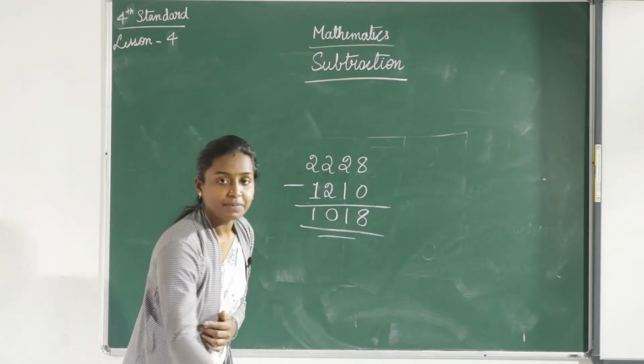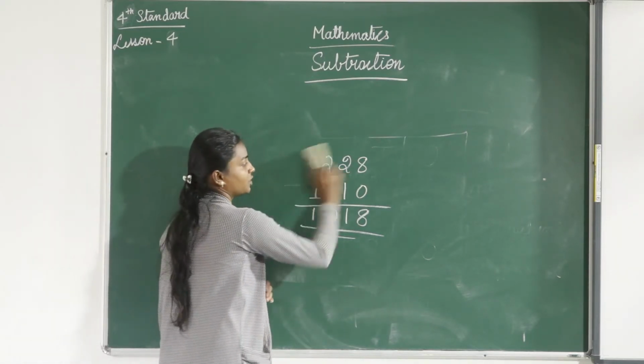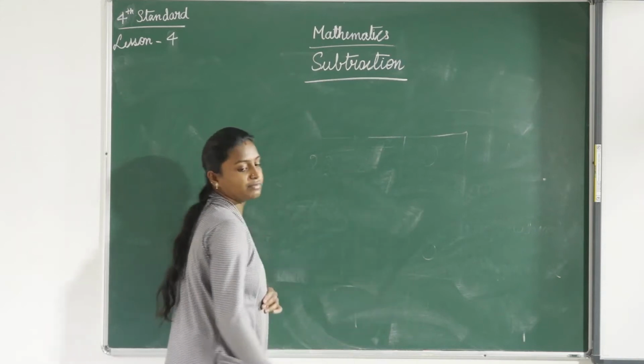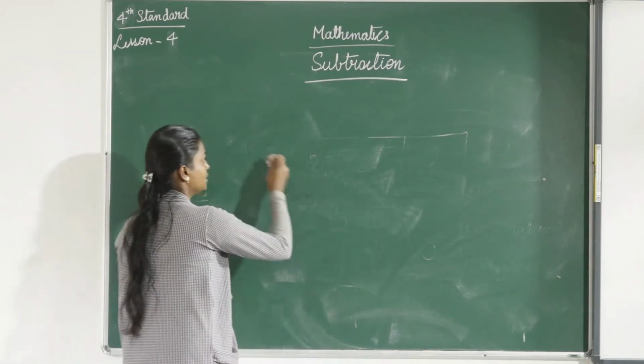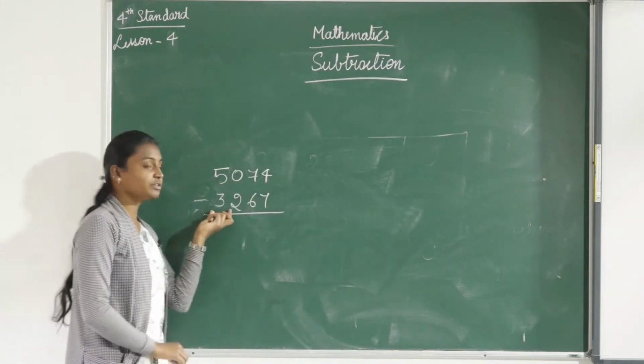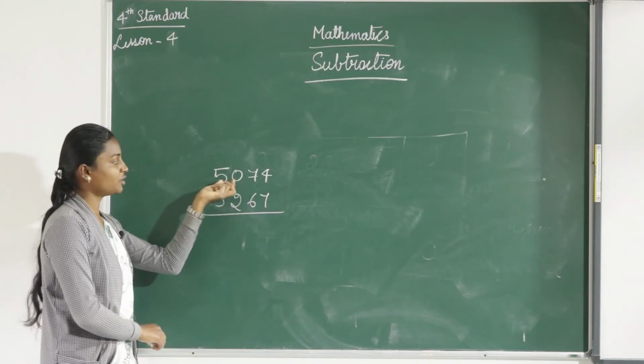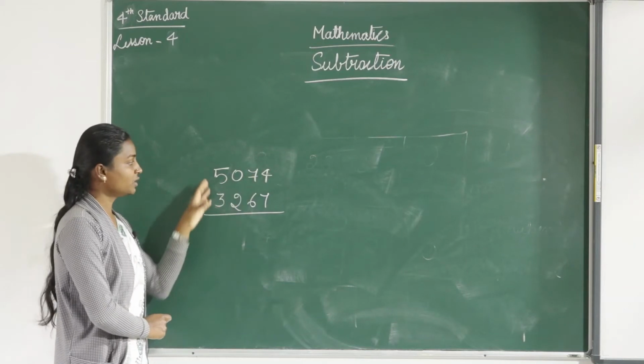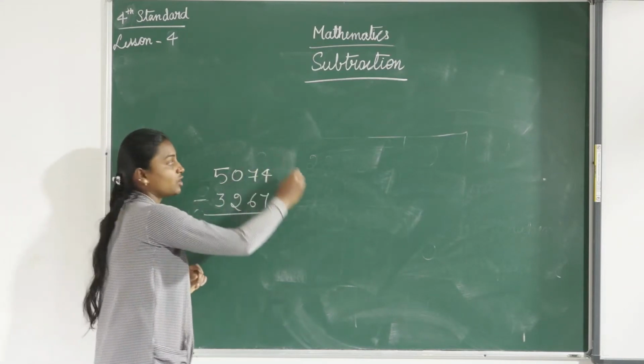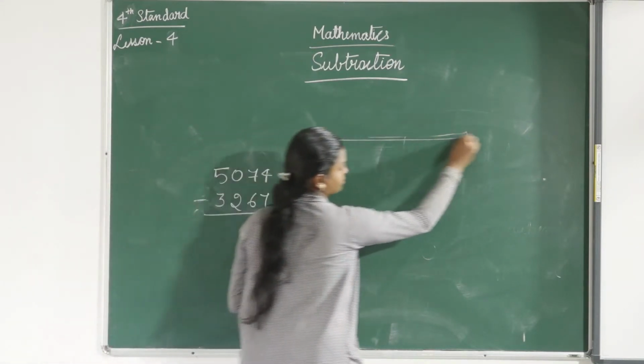Next one, subtraction with the help of borrowing. We are taking a borrow and then we are going to subtract. Now children, we are going to subtract 3267 from 5074. So here we have to draw a place value table for this.